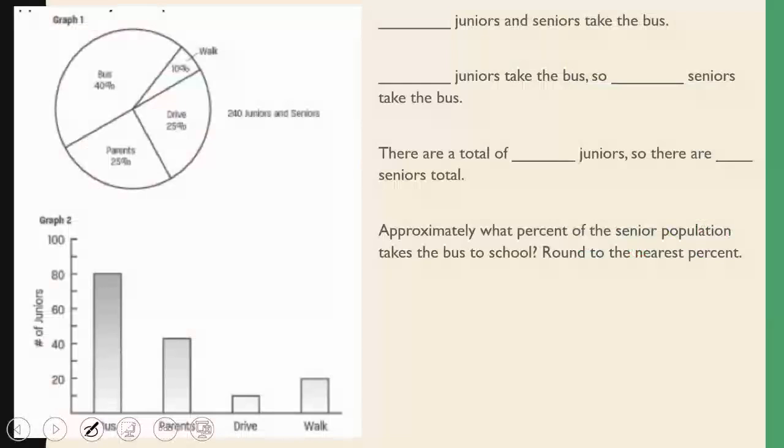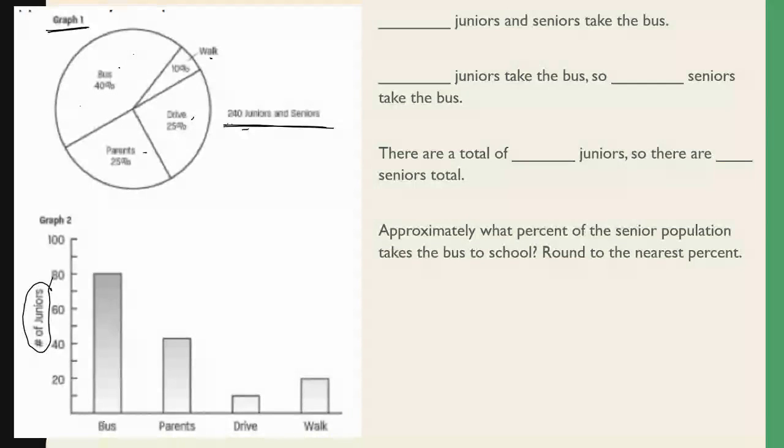Looking at another one here, we've got two graphs. First of all, graph 1 is talking about 240 juniors and seniors, and it looks like it is talking about how they get to school. We've got bus, we've got walking, we've got driving, and we've got parents. Then down here on graph 2, it says number of juniors, so just juniors. The last one was juniors and seniors, and this looks like it's also how they get to school, either bus, parents, driving, or walking. And then we've got some statements over here that we need to fill in.